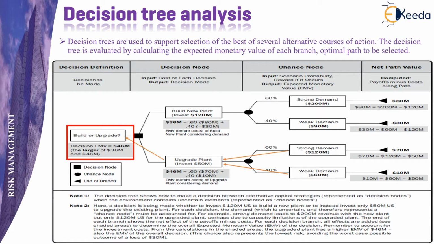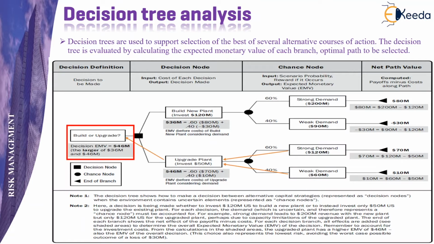This chance is represented by the chance node shown in a circle. Therefore, if there is a strong demand for the vehicle, the person will earn around 200 million. With weak demand, he will earn only 90 million. When there is a strong demand for an upgraded plant, he will earn 120 million. He will not earn the complete 200 million as in building a new plant because there will be constraints in productivity efficiency because of it being old. Also, if there's a weak demand, he has the capacity to earn $60 million.